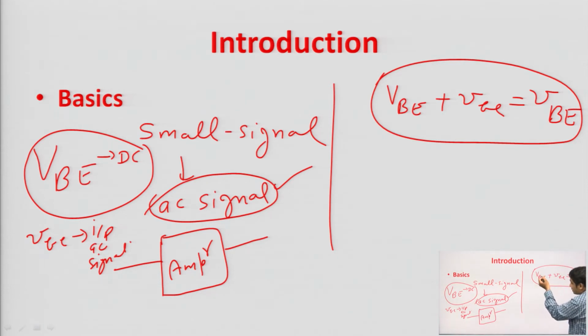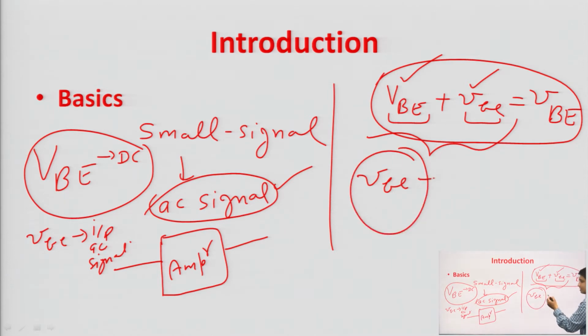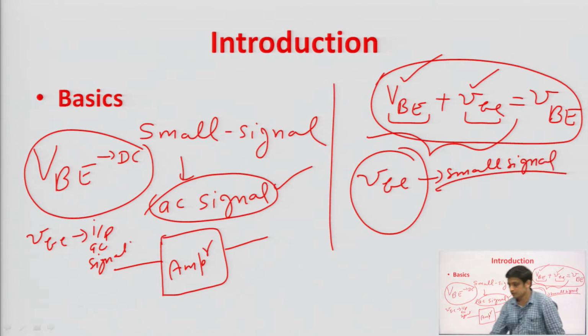So, capital V B E is your DC bias voltage, and small v b e is the input AC signal that is to be amplified. This AC signal is basically superimposed on the DC bias voltage, and the summation of these two voltages is small v, capital B, capital E, fine. So, small v b e, the input AC signal, is basically your small signal, and we are going to deal with this small signal.